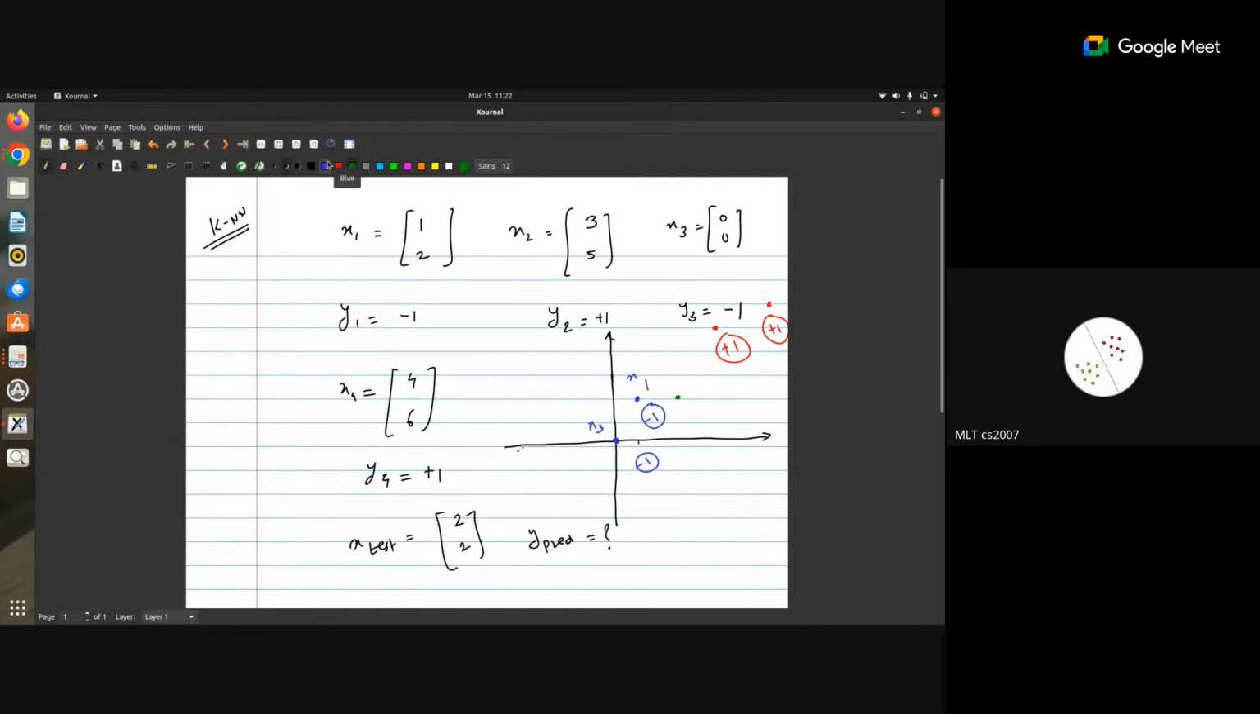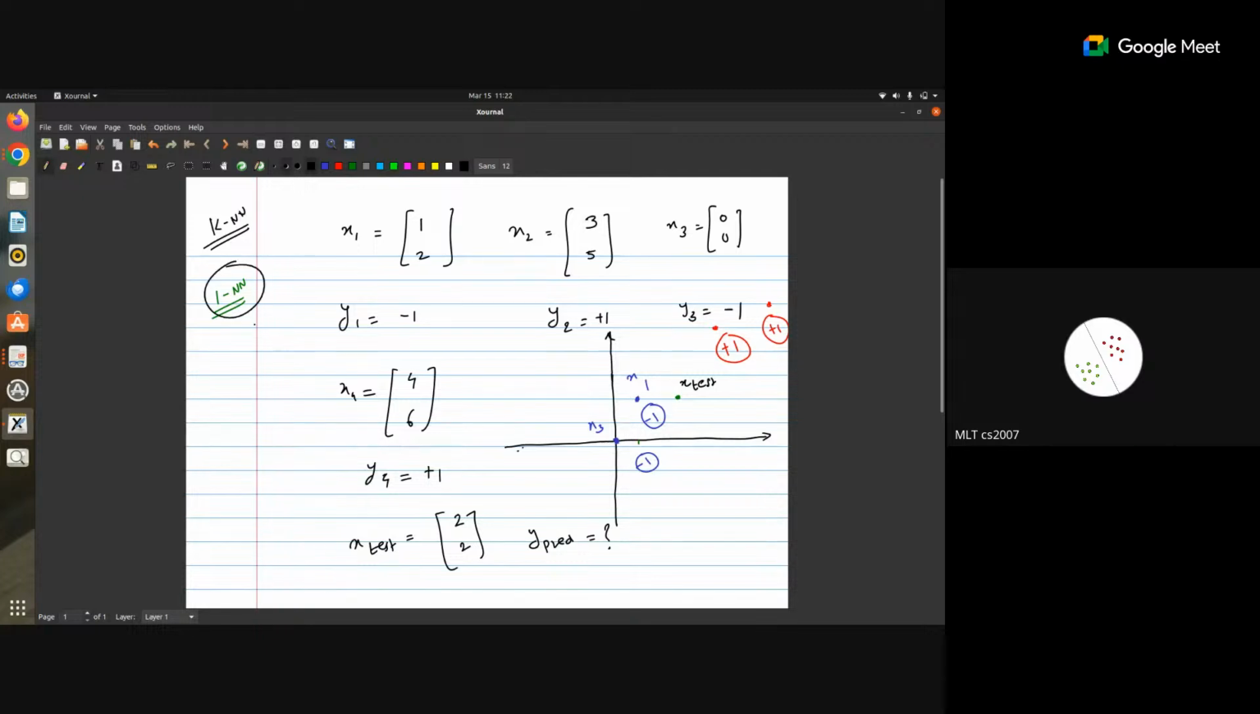So how many nearest neighbors are there? Fine. Suppose I say that I wanted to find one nearest neighbor. What will be the prediction of this data point, the test data point? So which is the nearest point from here? X1.